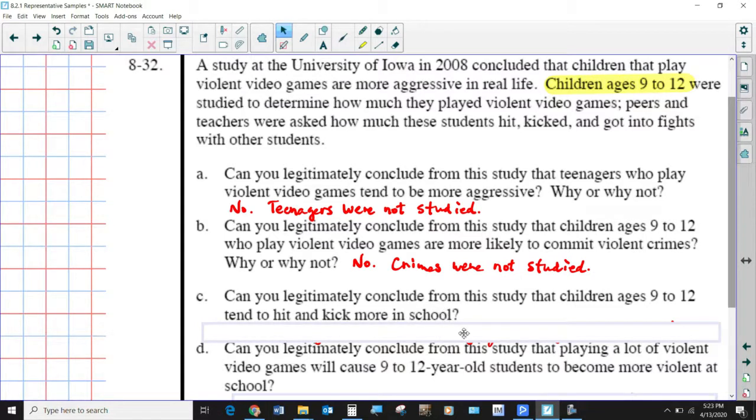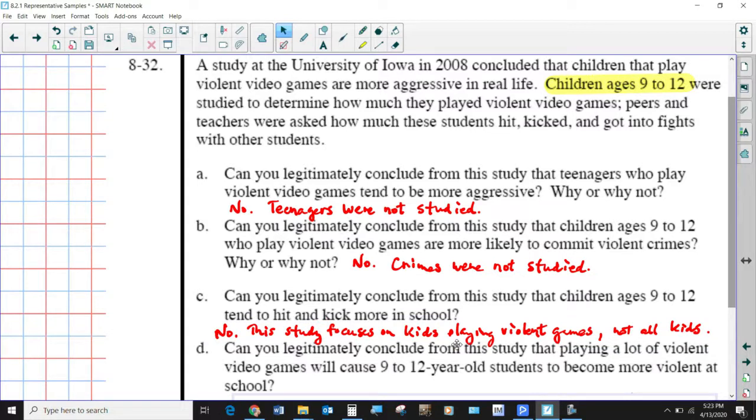Well, that's another one. The focus is kids who play violent video games, not all the kids. And so you're not going to be drawing any conclusions about the general tendencies of 9 to 12-year-olds as far as kicking and hitting is concerned. This is focused on the students who are playing violent video games. And then the last one.